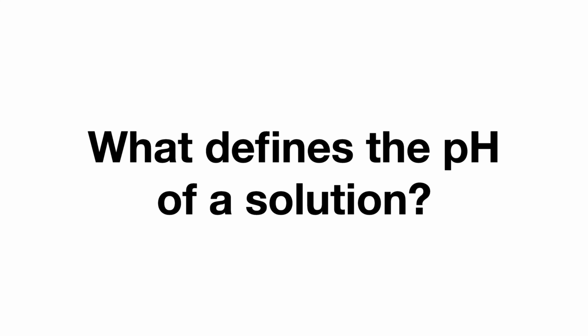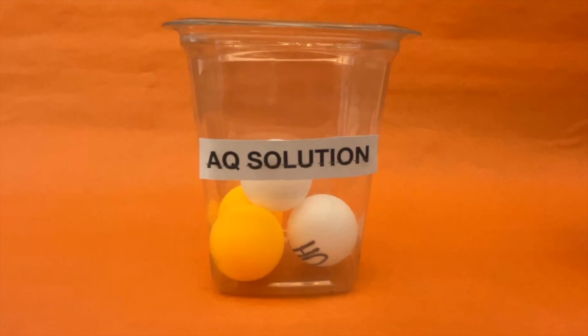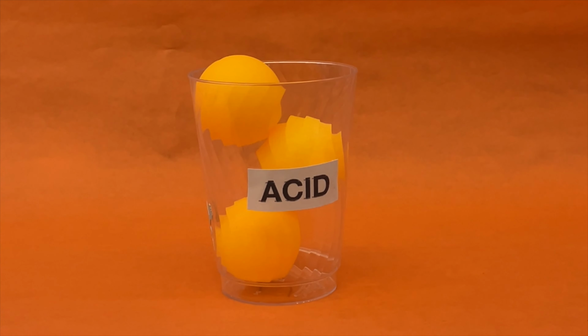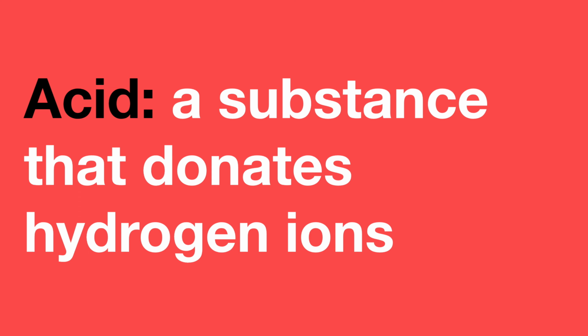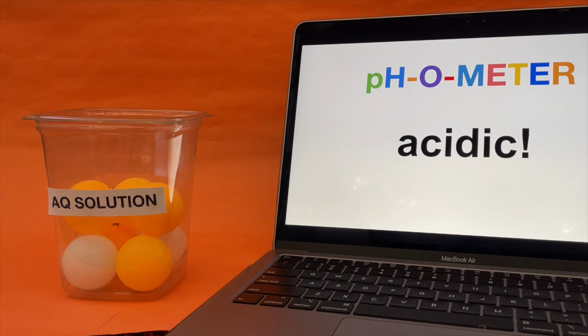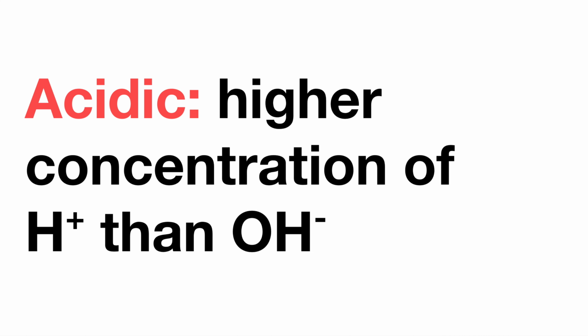What defines the pH of a solution? This is an aqueous solution, and this is a hydrogen ion. They're in acids. An acid is a substance that donates hydrogen ions. Now, if we add an acid to this aqueous solution, it'll be acidic because it has a higher concentration of H plus than OH minus.